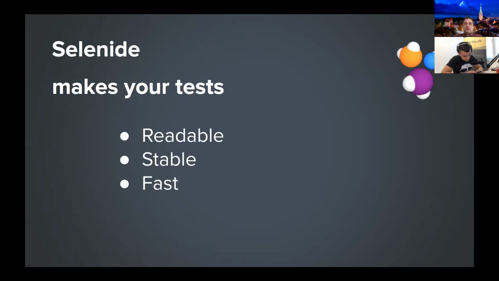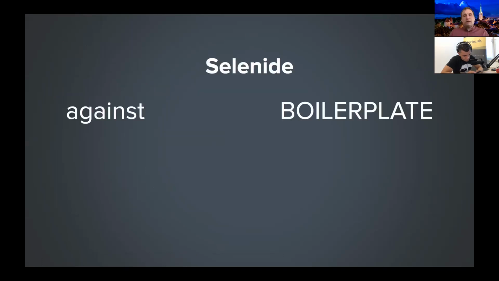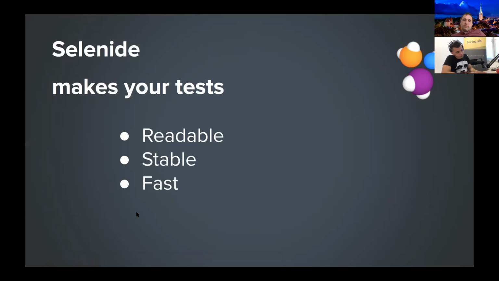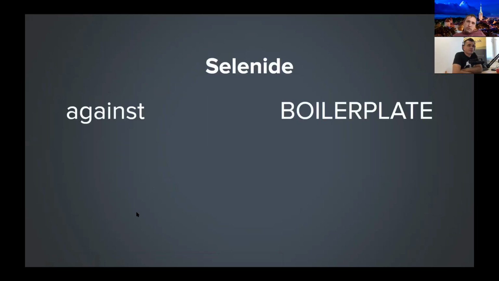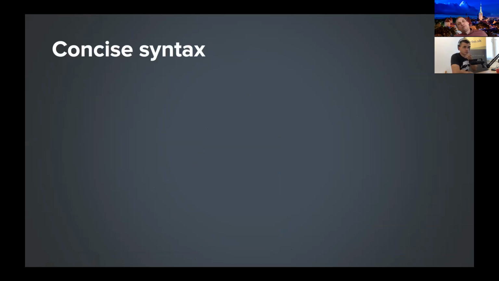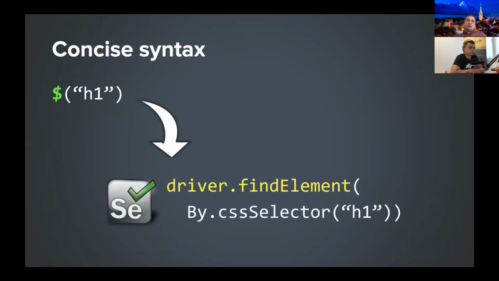I don't really see how to do it. Okay, and I will show right now how Selenide does all these 3 points: readable, stable, and fast tests. First of all, readable. How Selenide fights against boilerplate code and makes your code readable. Selenide provides concise syntax. So, for example, in order to find some header, you just type $ and h1, and that's it. Compared to Selenium WebDriver syntax, the implementation looks like this, and this is much longer, if not ugly. It's also readable, of course, but it's long.